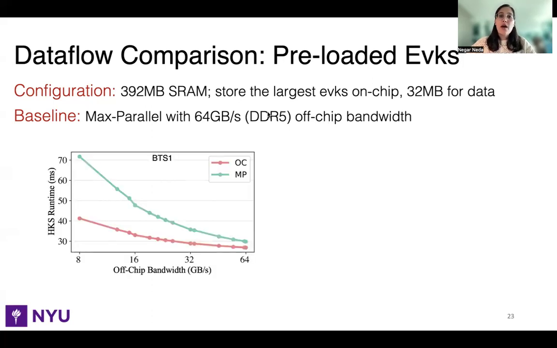So here you can see the hybrid key switch runtime using different bandwidths for output-centric and max parallel. The reason we don't have digit-centric here is that BTS1 only has one digit, so the max parallel and the digit-centric implementation would be the same.